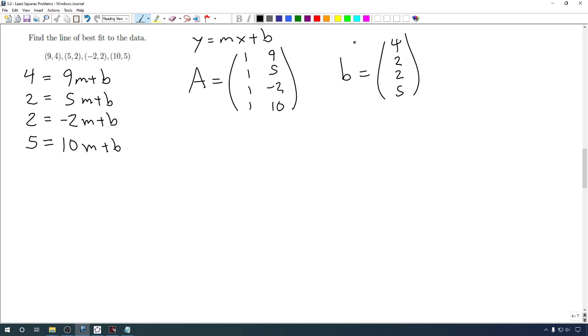And we're going to do the exact same situation as we did before. We take A transpose. A transpose has 4 1s, and then 9, 5, -2, 10.